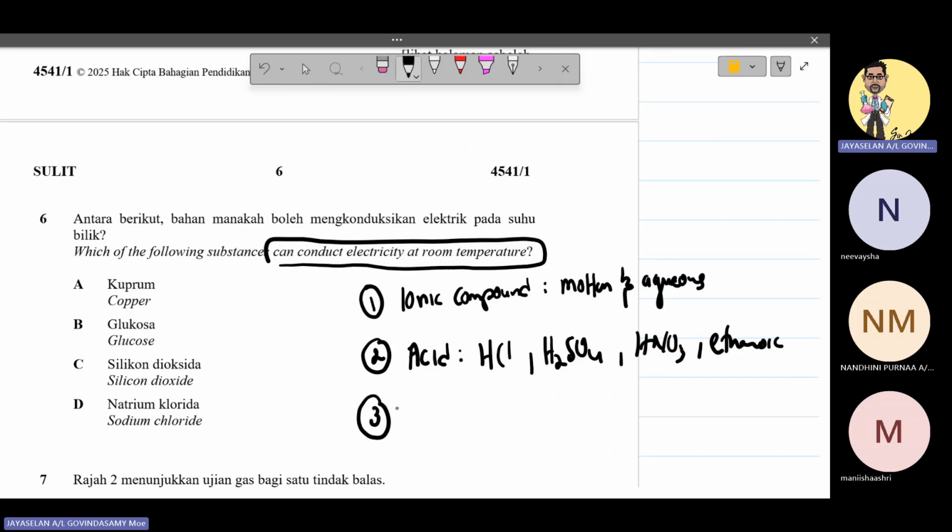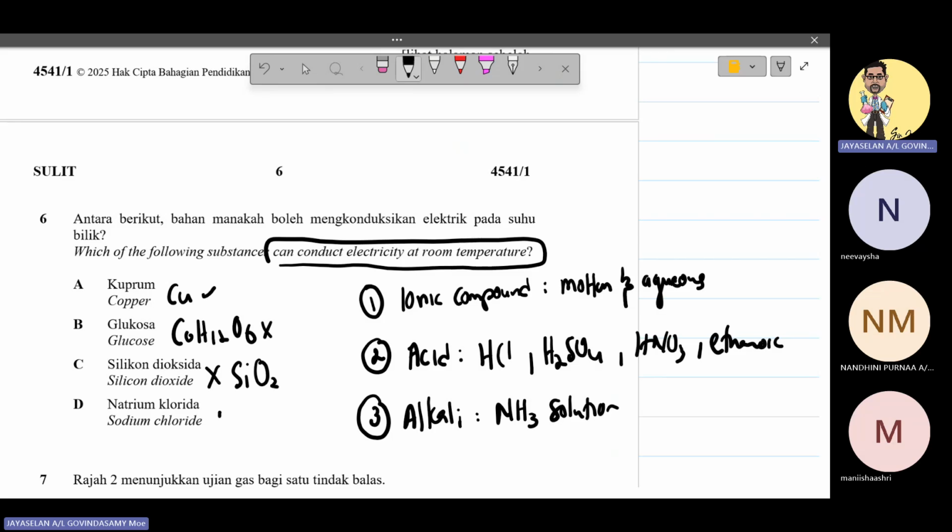Number 3, you look for alkali, the weak alkali, which is ammonia. Only these 3. For ammonia, they must state solution. Copper conducts electricity at room temperature, so we take copper first. Glucose cannot: C6H12O6 is a covalent compound. Silicon dioxide cannot, because silicon is a semi-metal and oxygen is a non-metal. Sodium chloride: this question is ambiguous, we have 2 answers. They should put molten or aqueous here, then only we can take this.